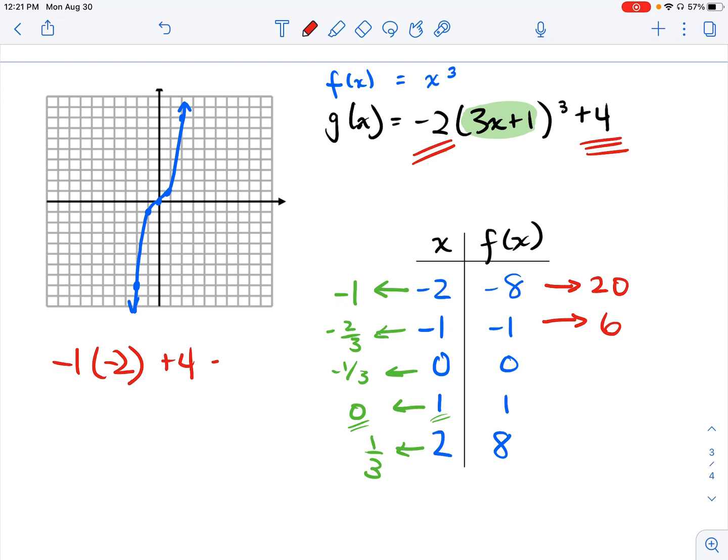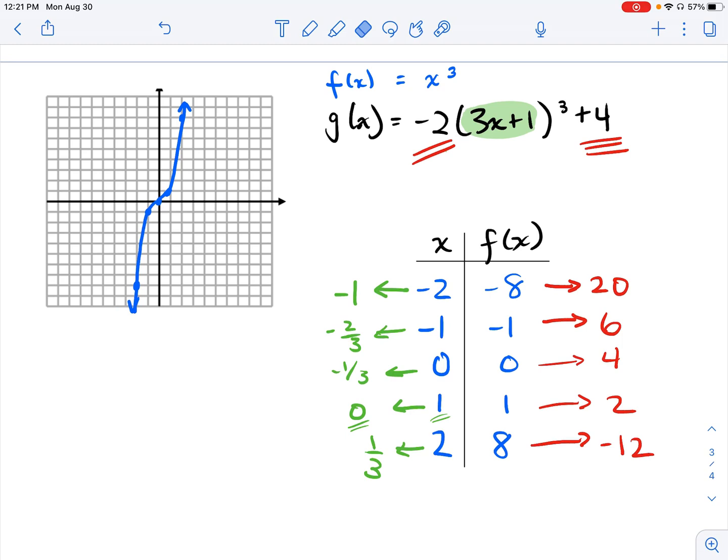So you can run through them pretty quickly now. 0 times -2 is 0, plus 4 is 4. 1 times -2 is -2, plus 4 is +2. 8 times -2 is -16, plus 4 is -12. You can check my math. Hopefully I did all those correct.